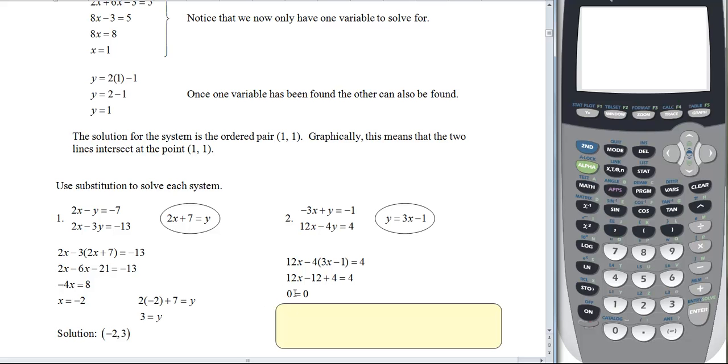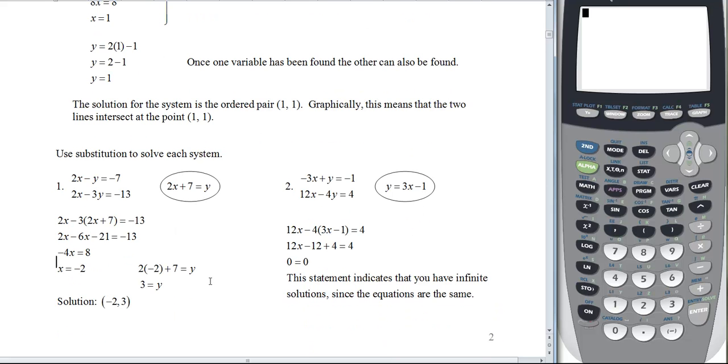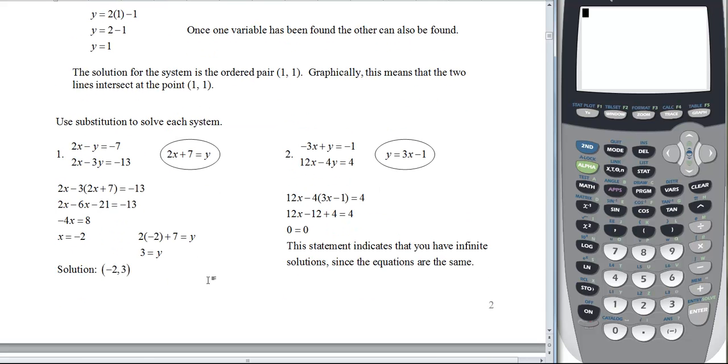Now we didn't graph this. You need to know what this means. Anytime you end up with a true statement like this, 0 equals 0, that means you have the very same equation. They would graph to be the very same line. So this means I have an infinite number of solutions. Okay? And I think that's it for this one.